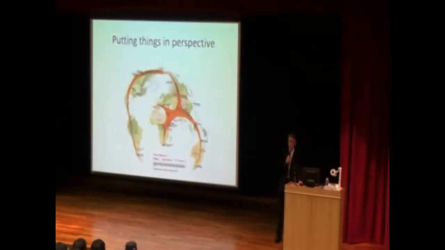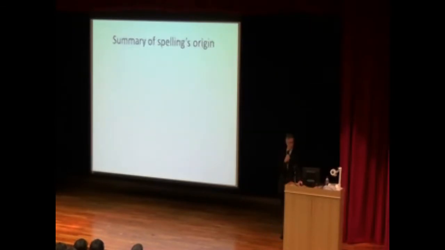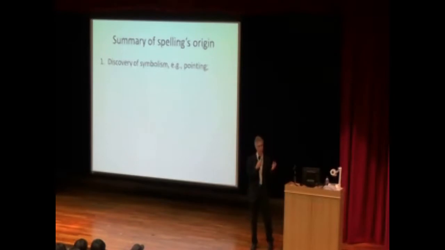So just putting things in perspective, from 200,000 years ago when our species first emerged in southern and eastern Africa, let's just summarize what I've just explained. First of all, sometime in our ancient past, it was probably not with our species, because as you know, animals have symbolism too. Like a monkey will give different kinds of noises to represent different kinds of dangers or different kinds of food sources and so forth. So symbolism goes back a long, long way before our species.